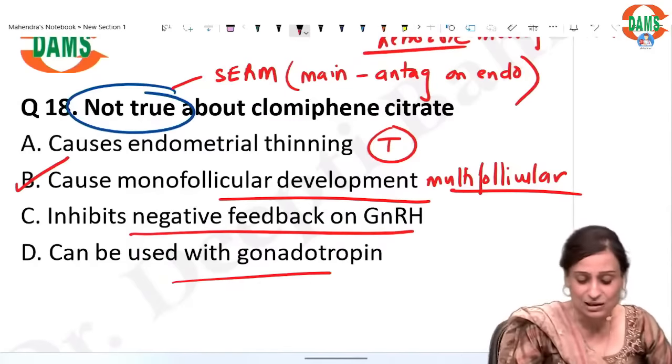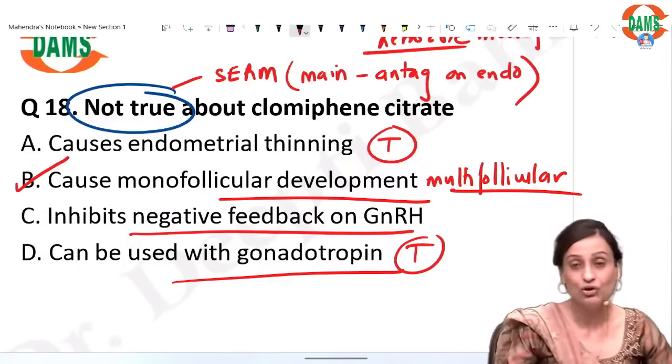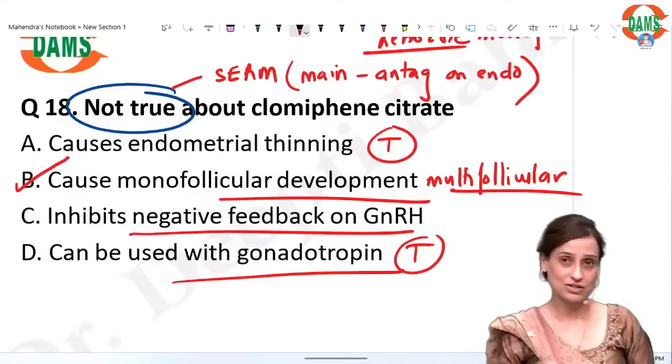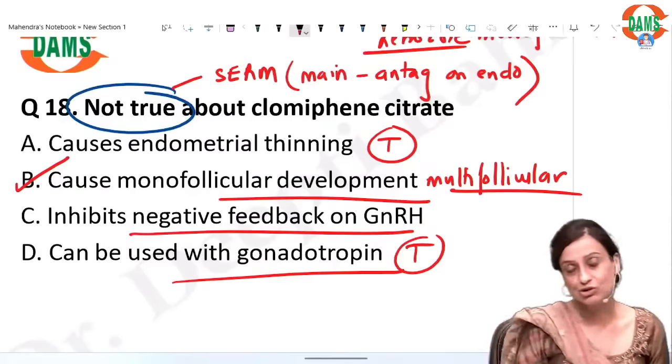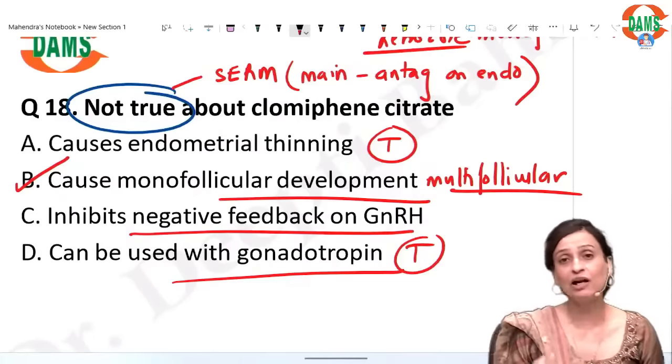Okay, can it be used with gonadotropins? Yes. So sometimes, if a woman is a poor responder, you can combine the two drugs. You can combine gonadotropins with letrozole or gonadotropins with CC. Not commonly done, but done in poor responders.